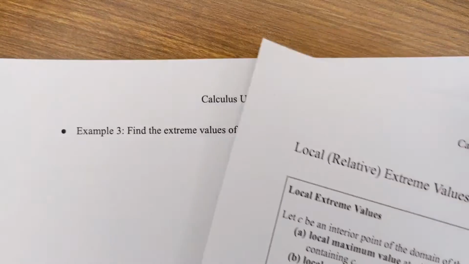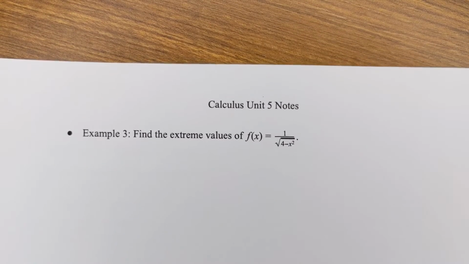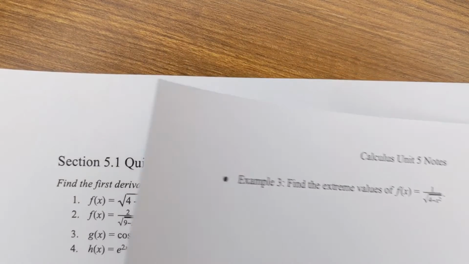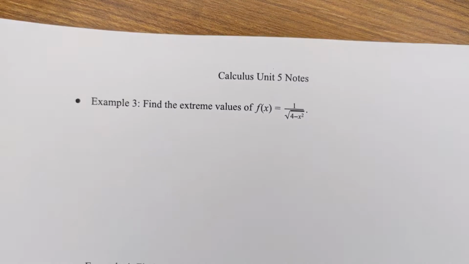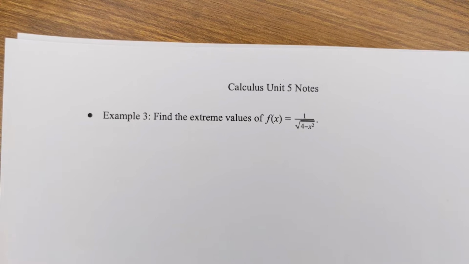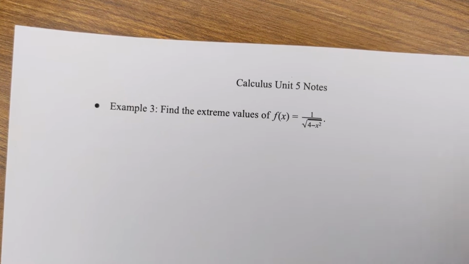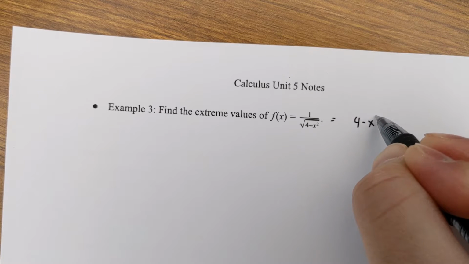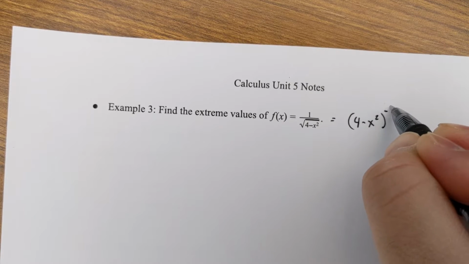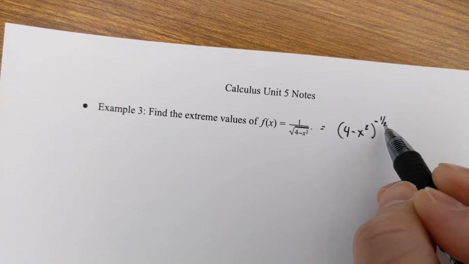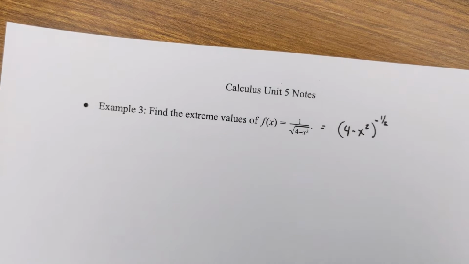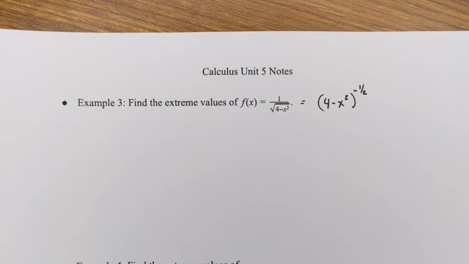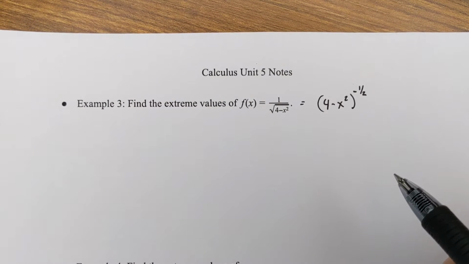Okay, so just some more examples of this. Just this page, it looks like. So find the extreme values of 1 over the square root of 4 minus x squared. So I'm going to rewrite this first. This is 4 minus x squared raised to the -1/2 power. It's a 1/2 power because it's a square root. It's negative because it was on the bottom of the fraction.